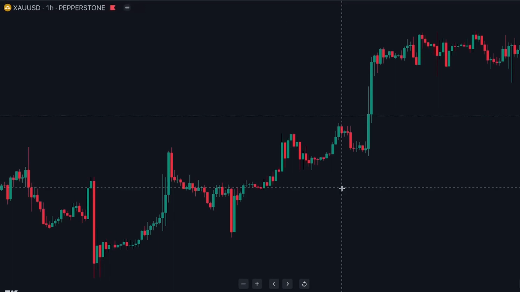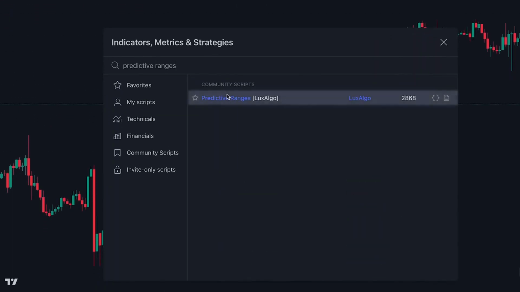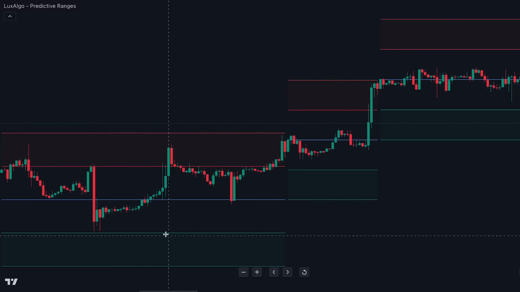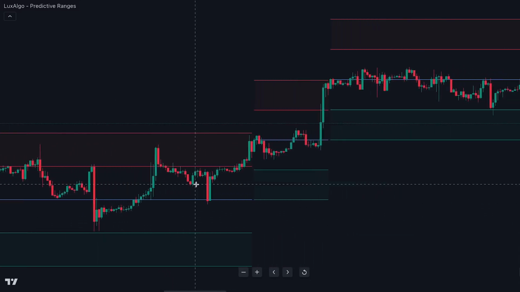Let's search for it by clicking on the Indicators tab and searching for Predictive Ranges. Click on the star to save it, and now click here to add it to your chart. Right out of the box, we can see how well the indicator does at predicting the ranges, and this is all in real time with zero repainting.